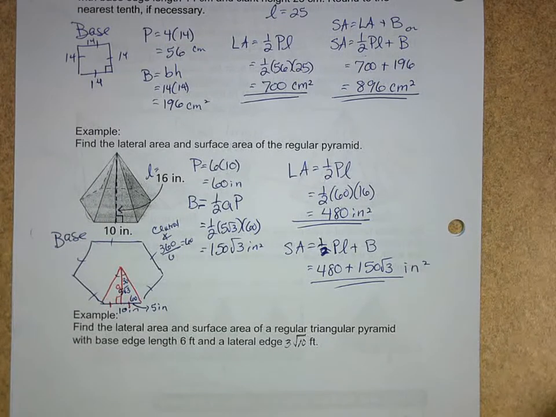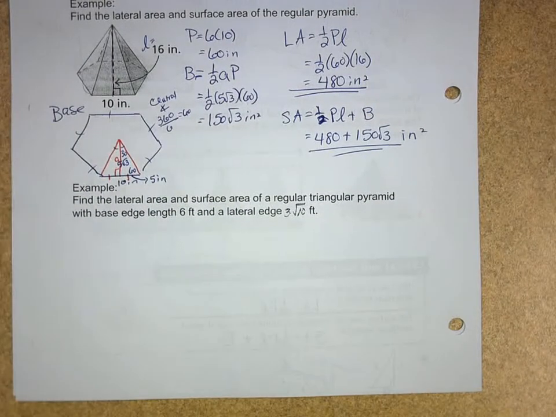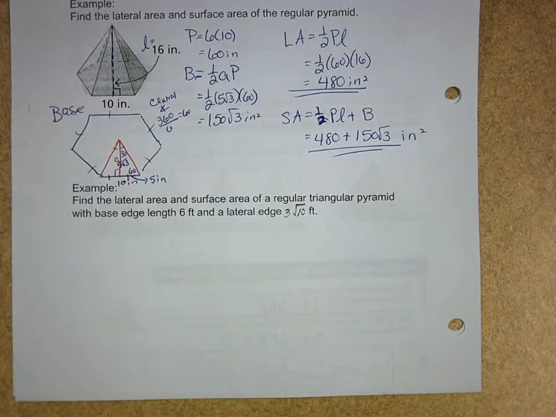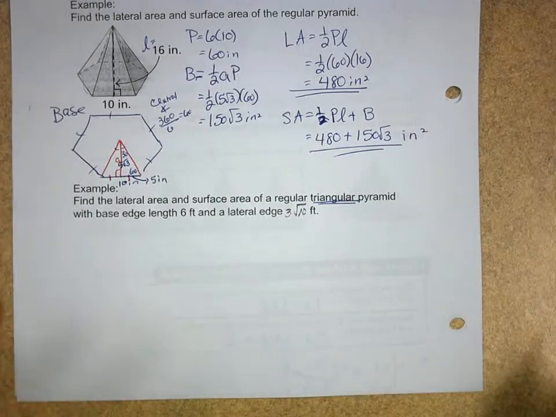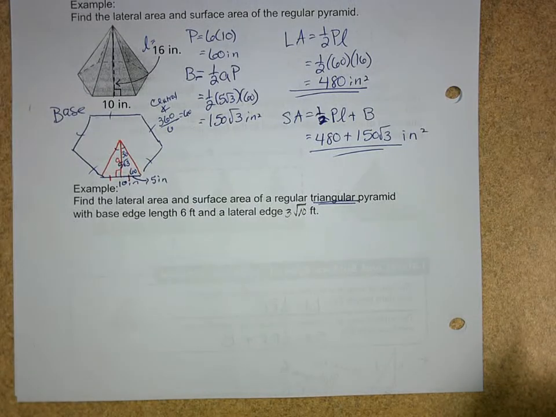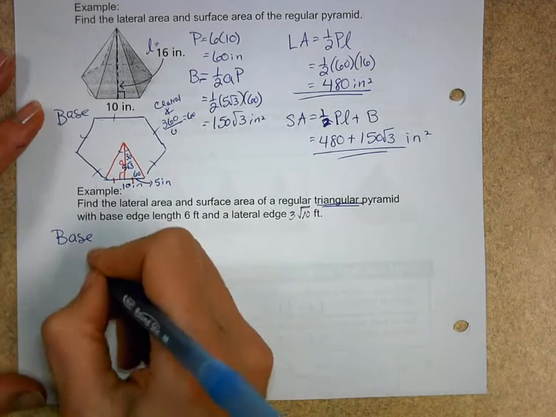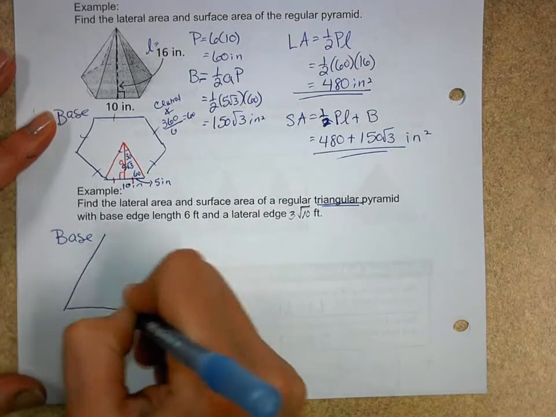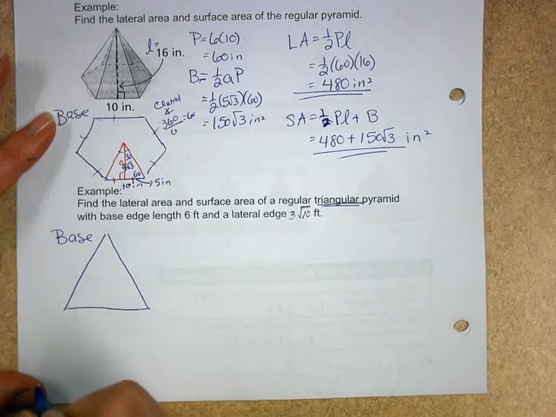Alright, now I'm going to actually do a pretty complicated problem, but there's a lot of different things that you have to do in order to do this one. So when I look at this, I'm asked to find the lateral area and surface area of a regular triangular pyramid. So what type of base must I have? The base, that's right, is going to be an equilateral triangle. All the sides are the same.